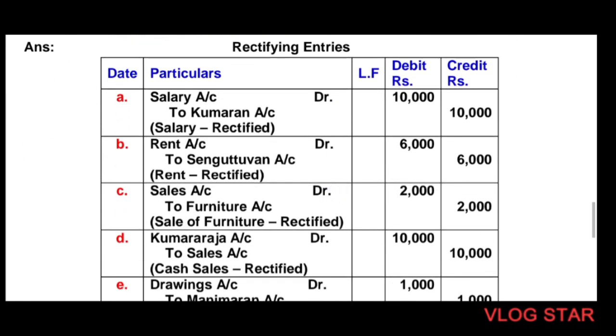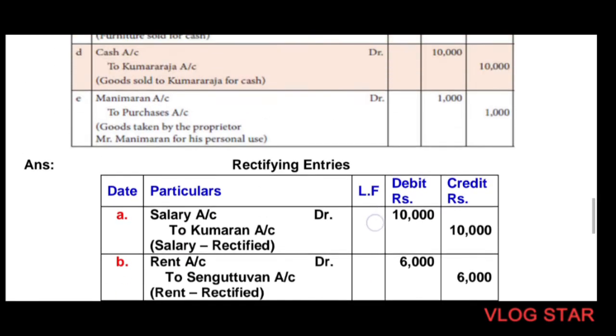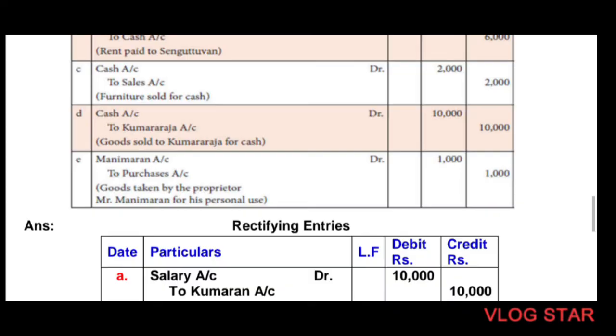See the answer: sales account debit to furniture account. Because furniture account is always written on the credit side, because we sold furniture, so furniture goes out. So we have to rectify. So sales account should be debited. Next one. Cash account debit to Kumar Raja account.